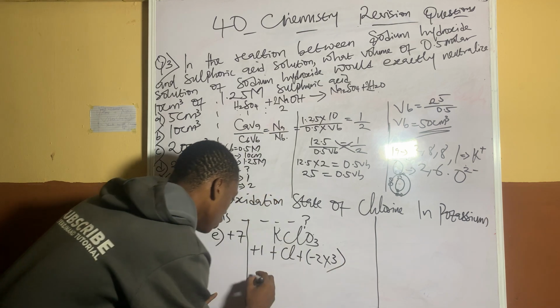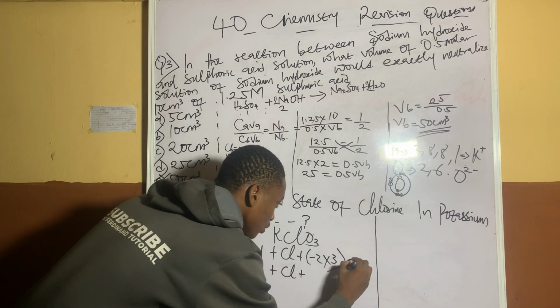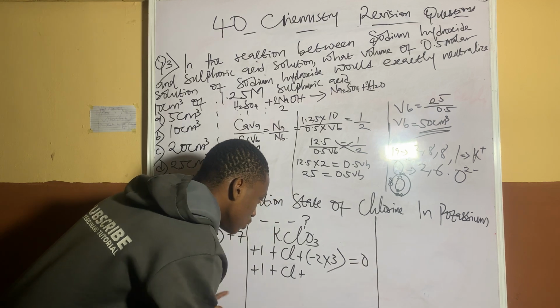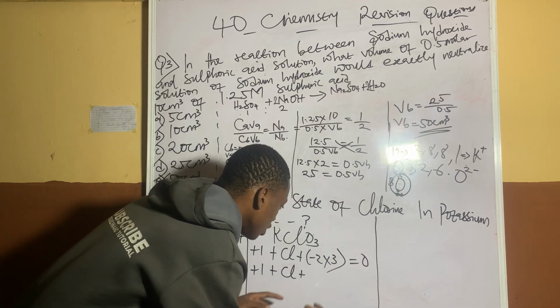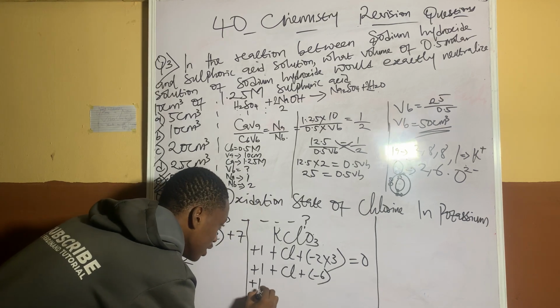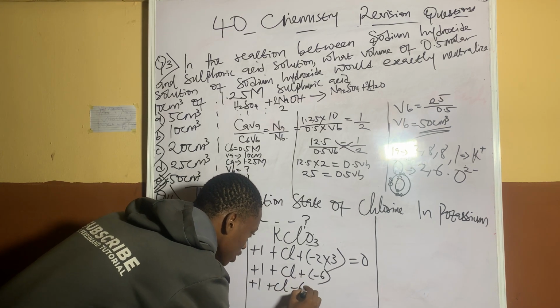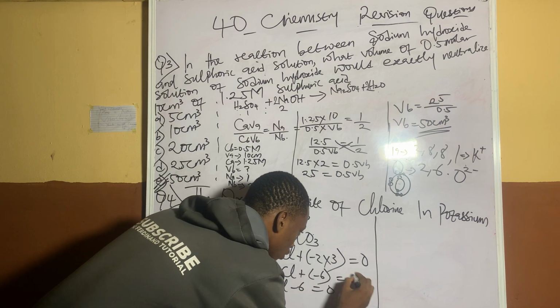So I'm going to have plus 1 plus chlorine, remember this will be equal to 0. So minus 2 times 3 is minus 6. So I'm going to say plus 1 plus chlorine, plus minus 6 equals 0. All of this is equal to 0.